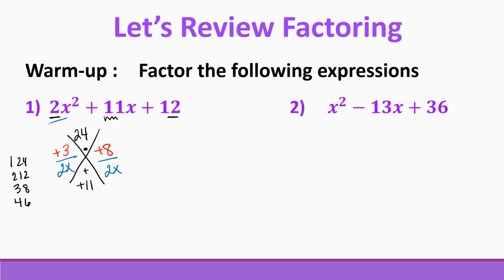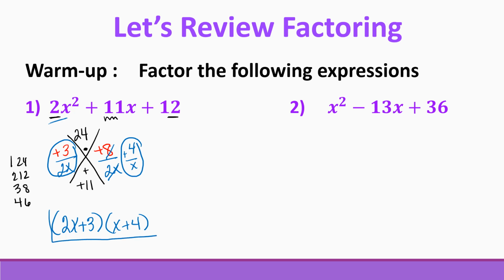I have a positive 3 over 2x. It does not reduce, so that becomes one of the factors, 2x plus 3. The other one, 8 over 2x, both of those are divisible by 2. 8 divided by 2 is 4. 2x divided by 2 is just an x. So that leaves me with a positive 4 over x, which becomes my second factor. So 2x squared plus 11x plus 12 has factors of 2x plus 3 multiplied by x plus 4.